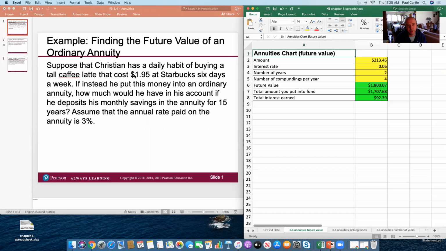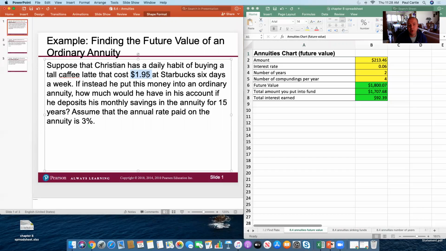So you have a little bit of preliminary work in this one. We're going to take that $1.95 times 6 for the 6 days, and then times 4 for 4 weeks in a month. So $1.95 times 6 times 4, I got $46.80 in my calculator. Okay, so that's the first step.